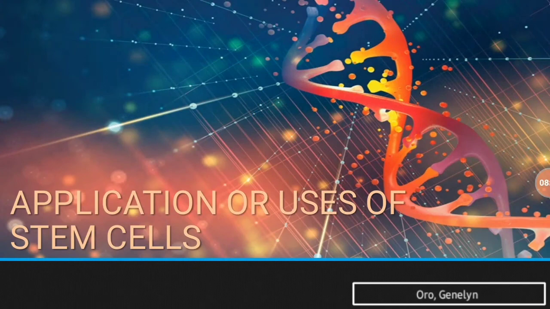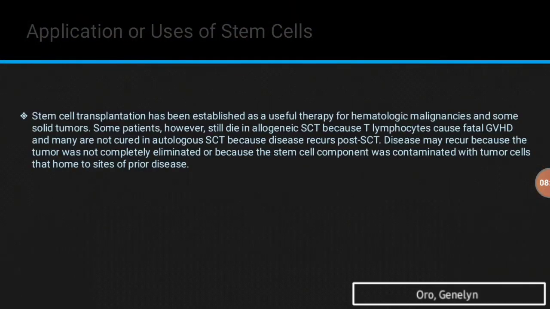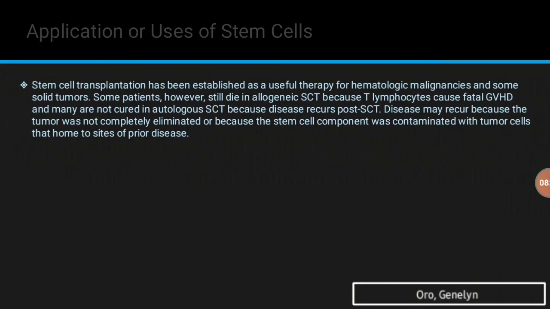Now let's move on to the application or uses of stem cells. Stem cell transplantation has been established as a useful therapy for hematologic malignancies and some solid tumors. Some patients, however, still die in allogenic SCT because T lymphocytes cause fatal GVHD, and many are not cured in autologous SCT because disease recurs post SCT. Disease may occur because the tumor was not completely eliminated or because the stem cell component was contaminated with tumor cells that home to sites of prior disease.